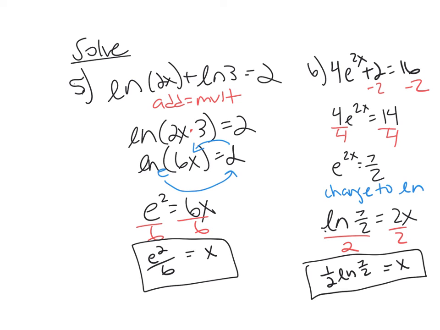Okay, so introducing you to a new mathematical number, e, is the decimal approximately 2.71. The inverse of e is what we call the natural log, ln, and that's just a special log with base of e.